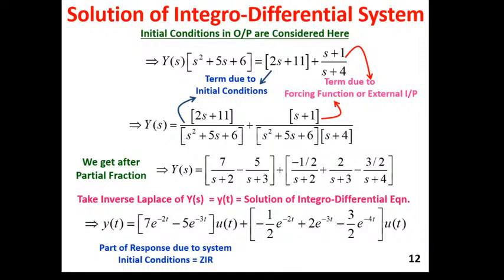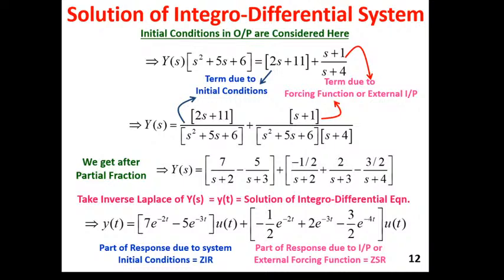And if you consider all initial conditions 0, the system initially relaxed, in that case this 7 e raised to minus 2t minus 5 e raised to minus 3t will not be there. In that case the response you will find will be only due to the external forcing function. On the contrary, if you see the pink part, that is the second part of y(t) on the right side, that is minus half e raised to minus 2t plus 2 e raised to minus 3t and minus 3 by 2 e raised to minus 4t.